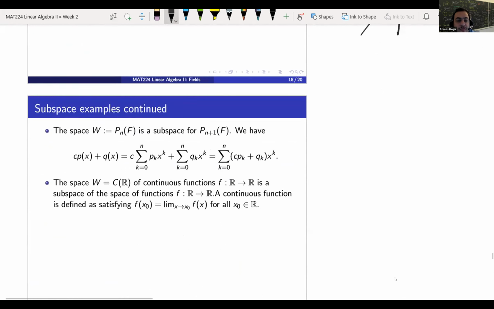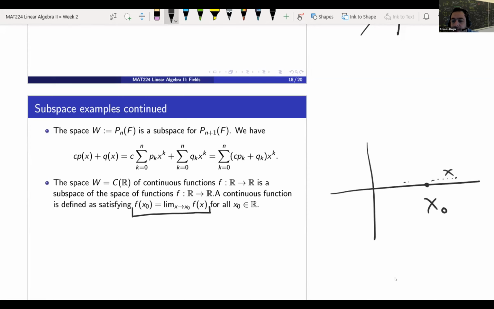So a function from R to R is called continuous if you have the following identity, meaning that you fix an element x naught and you take x's coming from the right or x's coming from the left, like this. And then it says that as you do this approximation, so you come from below, so this is f of x naught, or you come from the top.